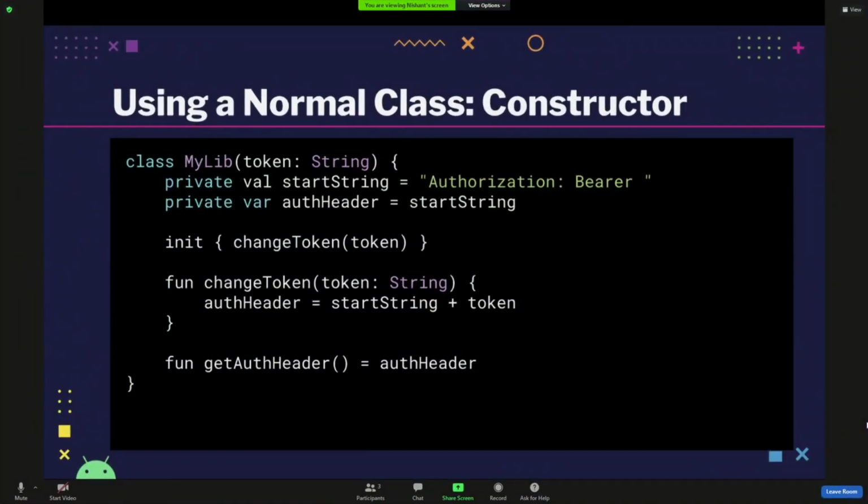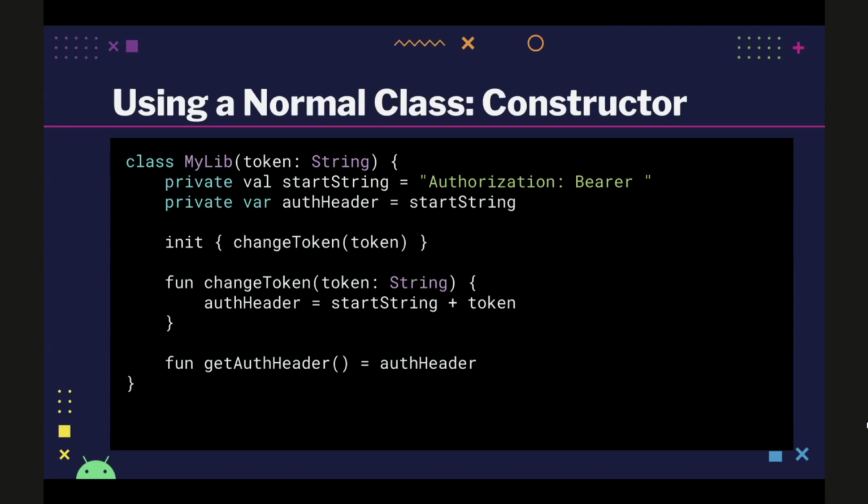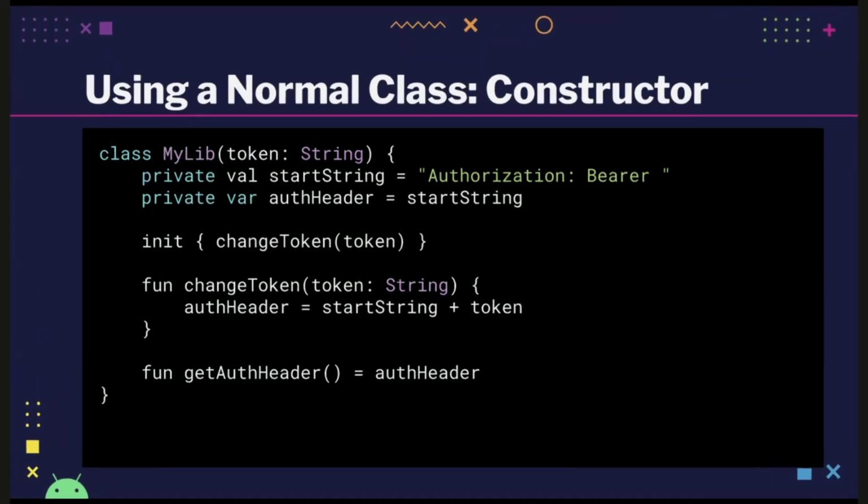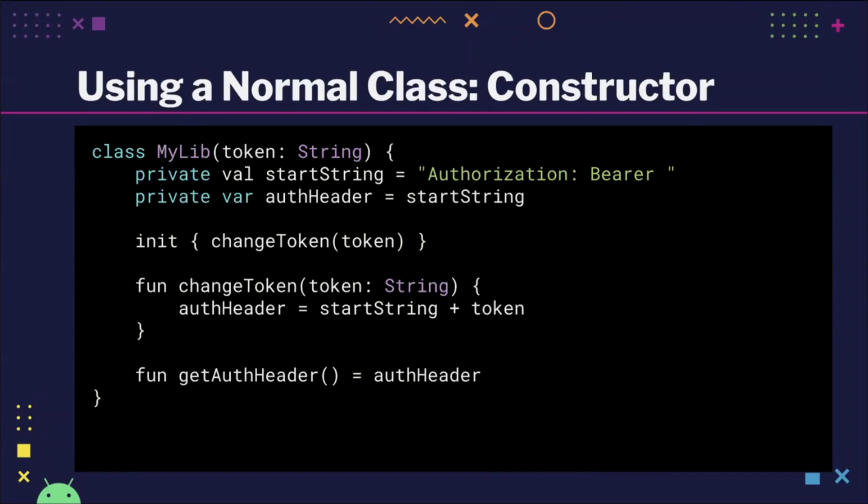So in our case, our library code has an entry point with a class called mylib, which takes in an argument called token string. Based on the code that you can see on the slide, what we are trying to do in this mylib class is create an authorization header, which you will usually be passing around in a Retrofit or an OkHttp network call, right? There's a start string called Authorization: Bearer. And then in the change token function we concatenate it with a token value. So your whole string becomes Authorization: Bearer and then some token value in place.